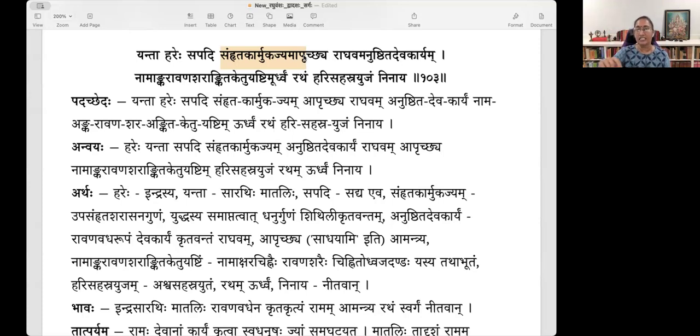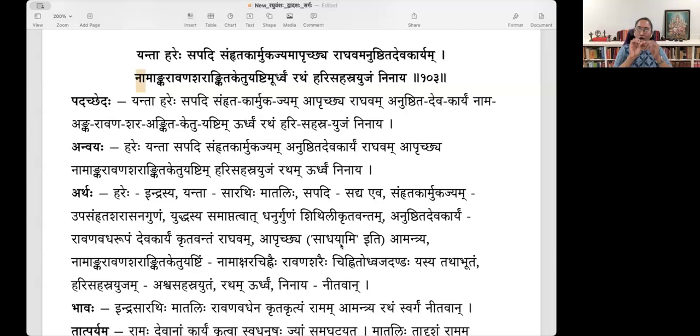So Ratham Harisahasra Yujam Ratham Ninaya. There is one more adjective for it. Namanka Ravana Sharankita Ketu Yashtim. Ketu Yashti is the banner. Ketu is the banner or the flag. Yashti is the staff wherein you tie the flag. So the staff of the flag had the Ravana Shara Ankitam. It was marked by the arrows of Ravana. And those arrows had the impression of his name, Nama Anka.